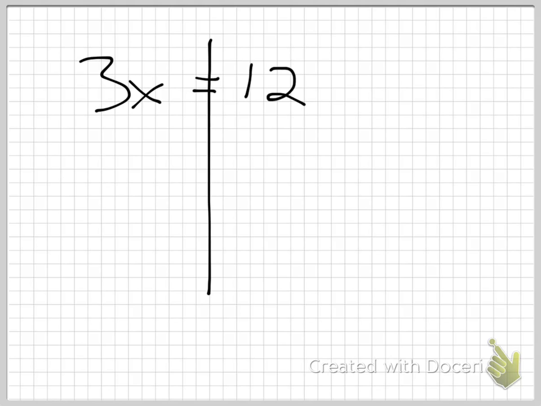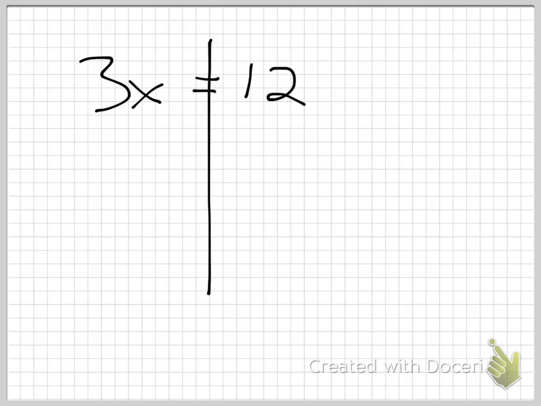Is he happy? No, why not? Because he's not alone. He's a hermit. He wants to be alone. Who's with him? There's a 3 with him. What's the 3 doing to him? Multiplying. The 3 is multiplying the x. Well, then what's the opposite of multiply by 3?